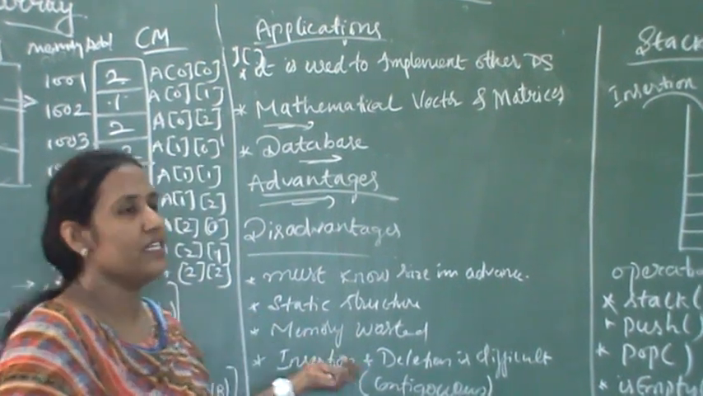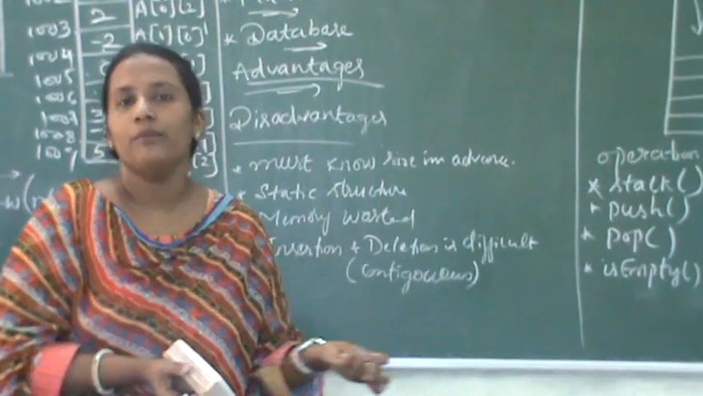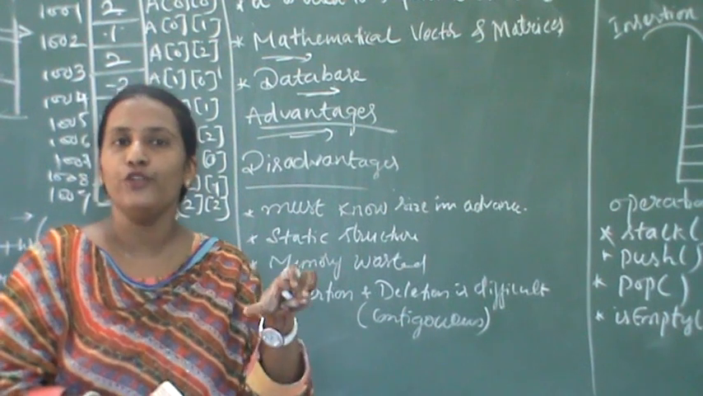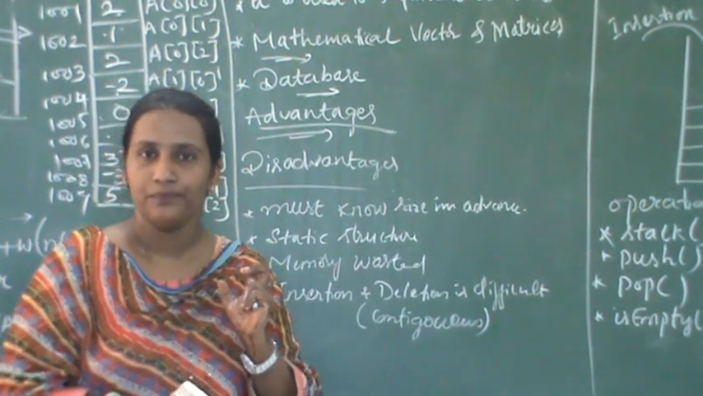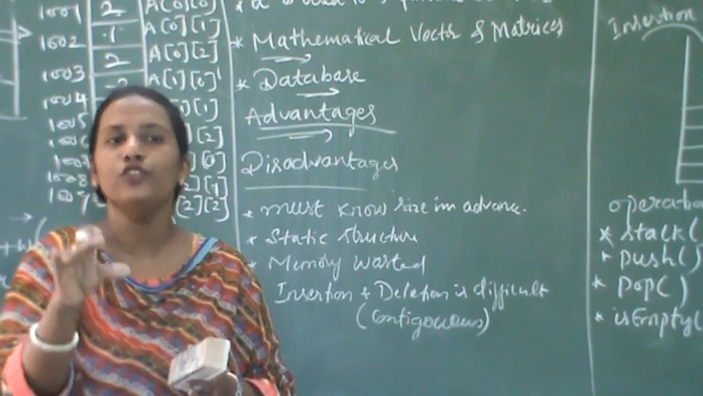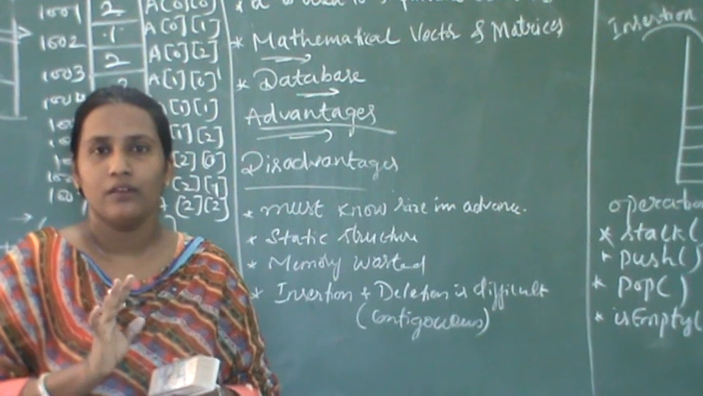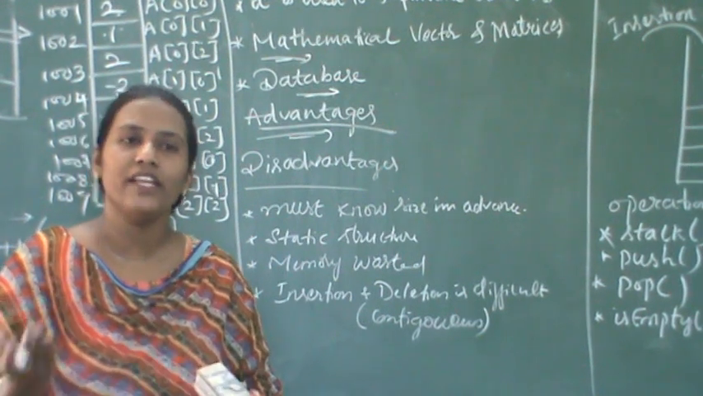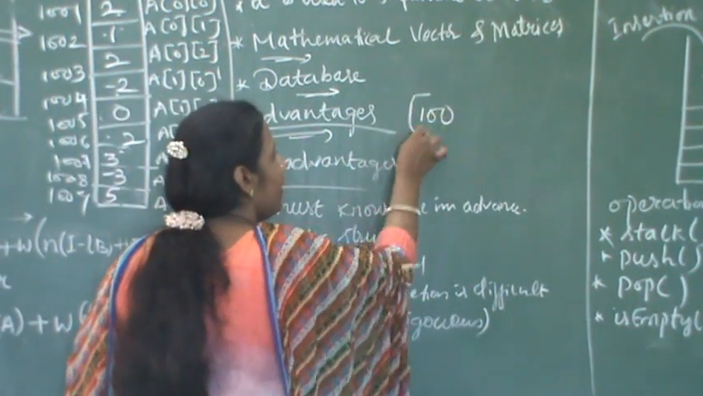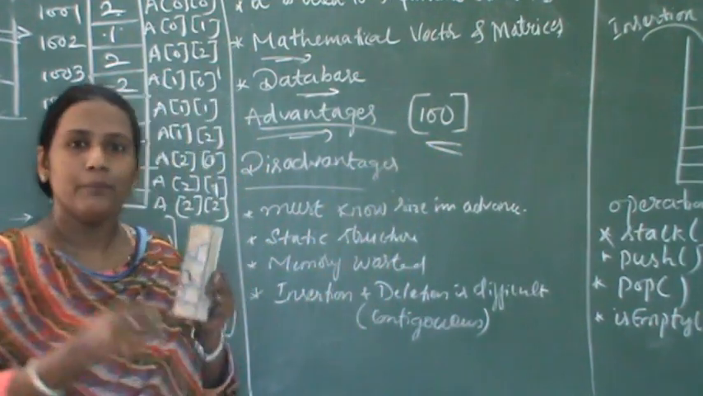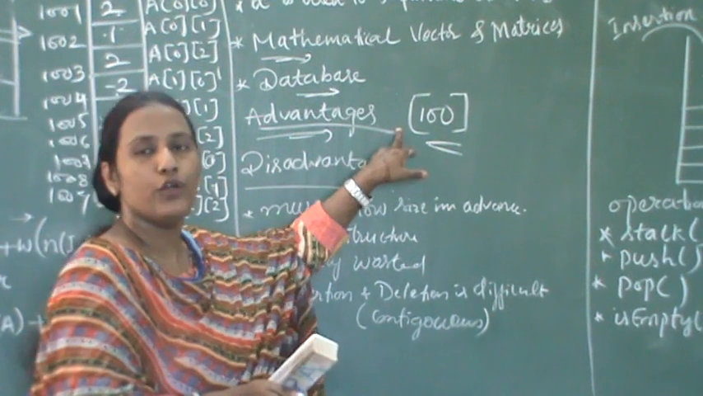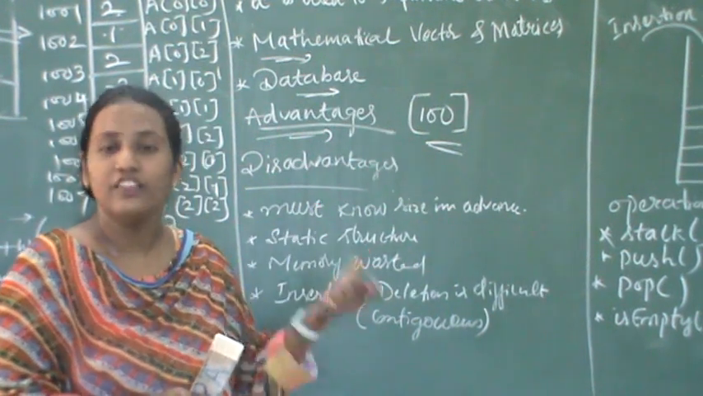The first thing is that the size should be known prior itself. Before using the array, we should know the size of the array. For example, we should know how many elements we are going to use in our program. If we do not know that, how can we initialize the array? Suppose I want to store 100 elements, I initialize the size as 100. I know that in advance, so I want to store 100 elements. This should be known.